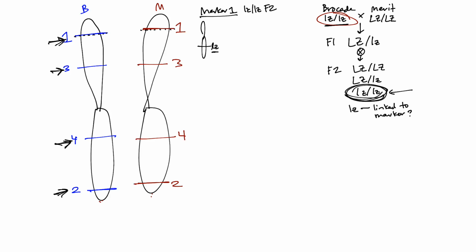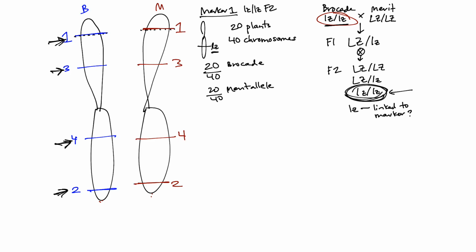By counting things out, we're looking at 20 different plants. Since each plant is diploid, they're going to have 40 chromosomes. So all 40 of these chromosomes are carrying the little LZ genotype. If we count things out, we'll see that 20 of the chromosomes have the Brocade version of marker 1. That's out of a possible 40 alleles. And 20 of the alleles are the Merit allele out of a possible 40.